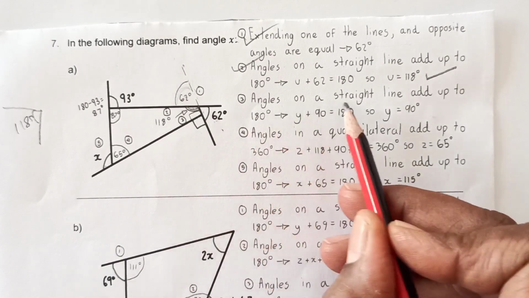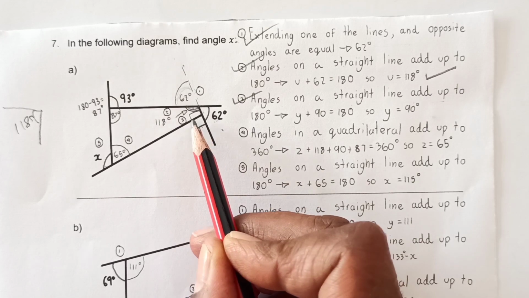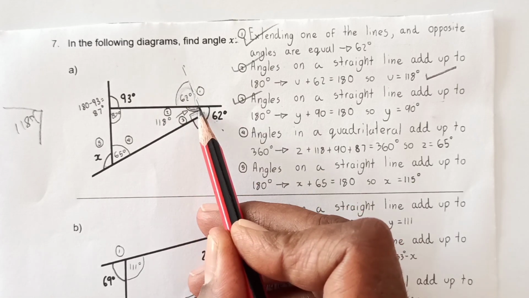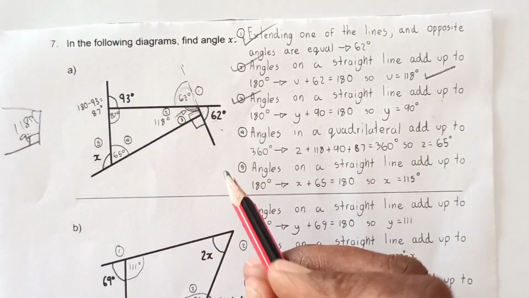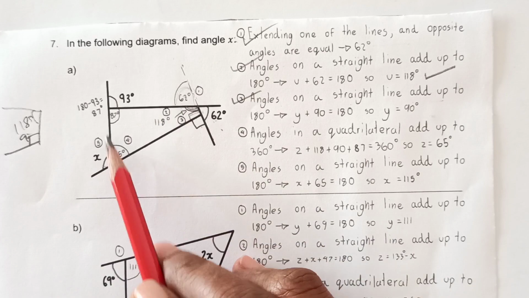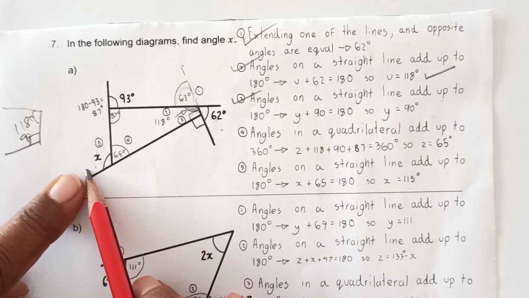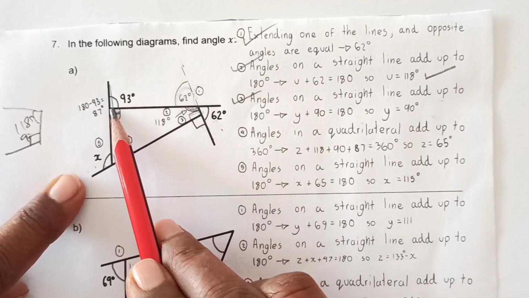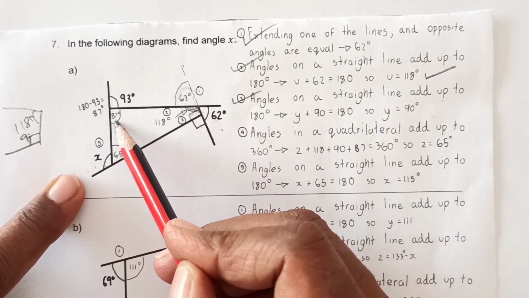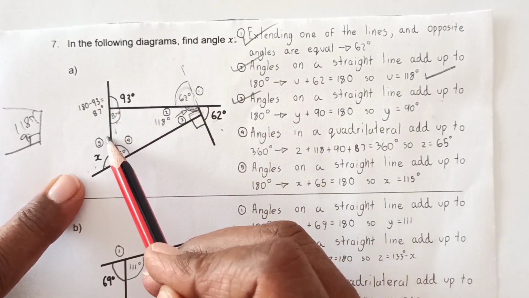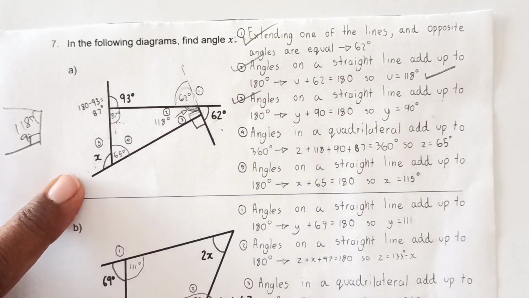Number 3 here, angles on a straight line add up to 180. This angle is 90, and the same, because this is a straight line, this angle is also going to be 90. So we got this as 90 degrees. Now on the other side, because we are looking for x, if we get this angle, we are going to get the other angle. This is a straight line, right? So 93 plus this angle is 180. So this internal angle is 180 minus 93, which is 87. We got this angle as 87.